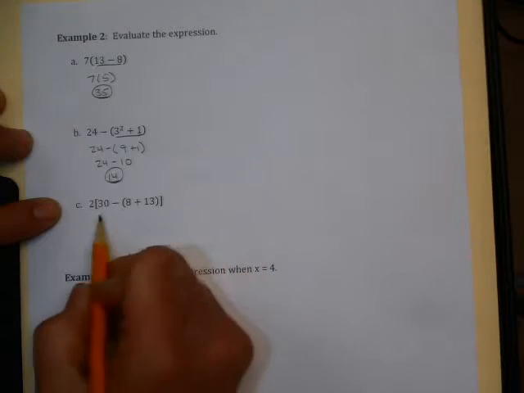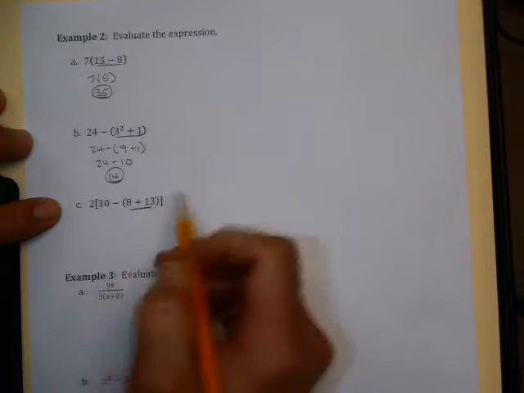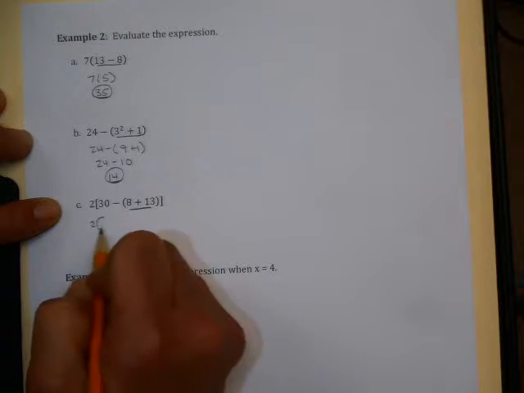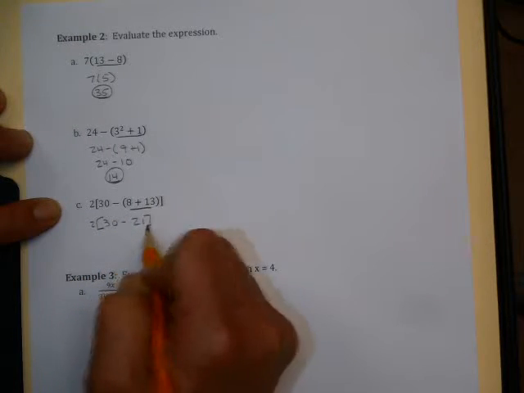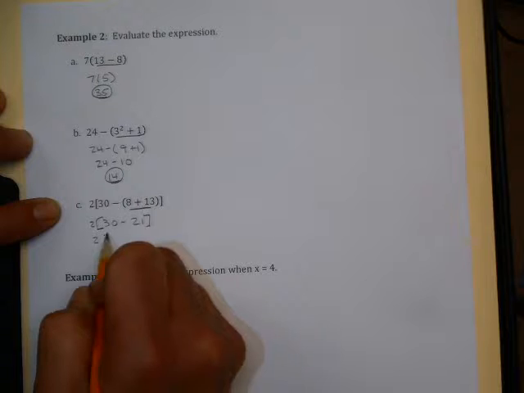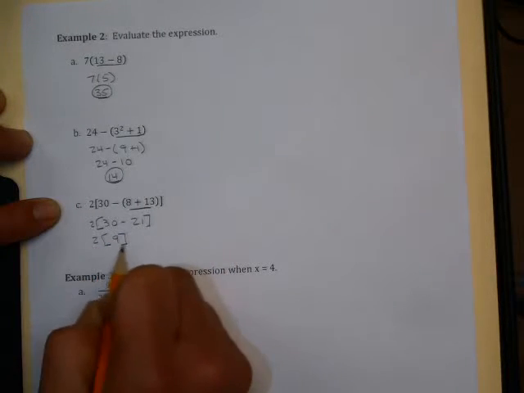In letter C, we have grouping symbols within grouping symbols, so we're going to work with the innermost grouping symbols, 8 plus 13. 8 plus 13 is 21. And then inside those grouping symbols, 30 minus 21 is 9. And finally, multiplication gives us 18.